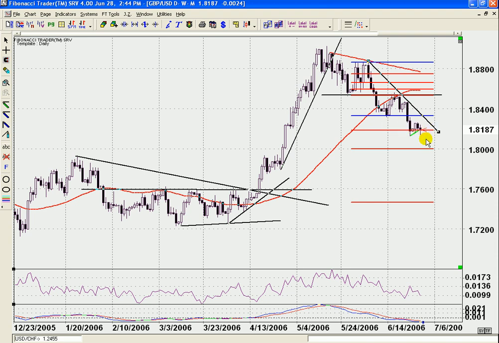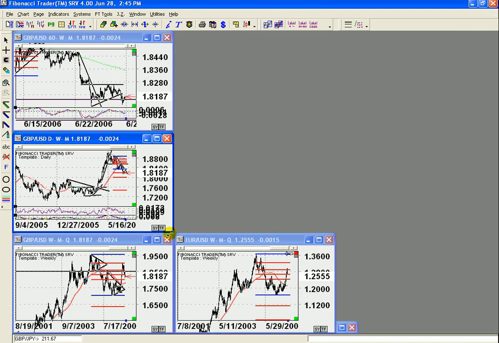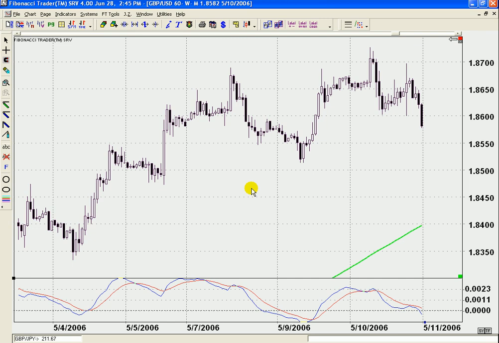I'm thinking it could go lower from here, but I also am a little bit nervous because I'd like to see it test this trend line or this low right here. But right now it's stalling at the 127 and looking to move lower at the moment. Let's have a look at the 60-minute time frame.